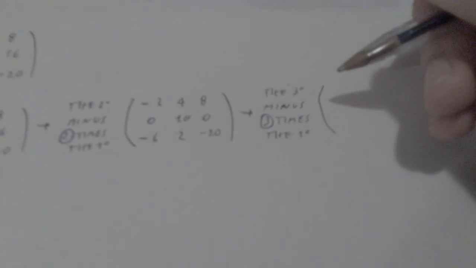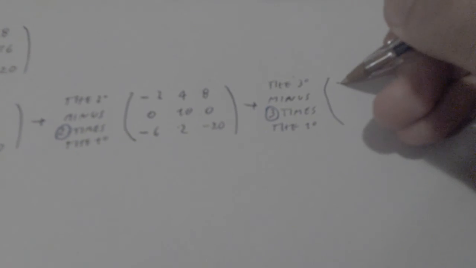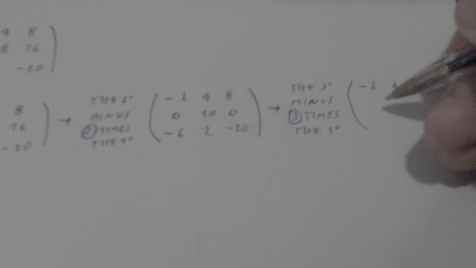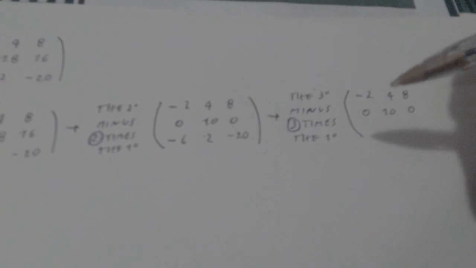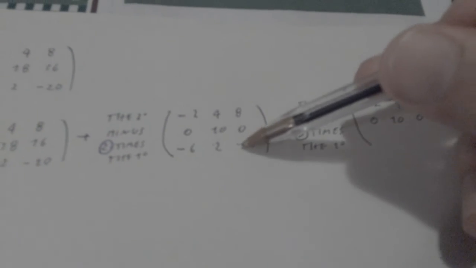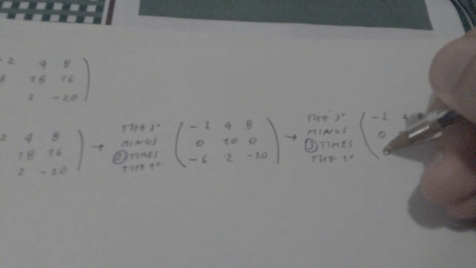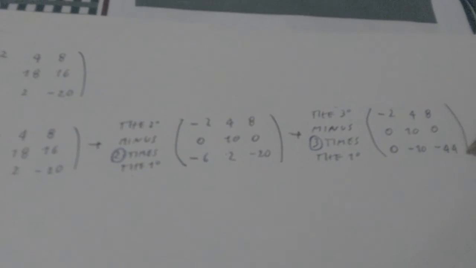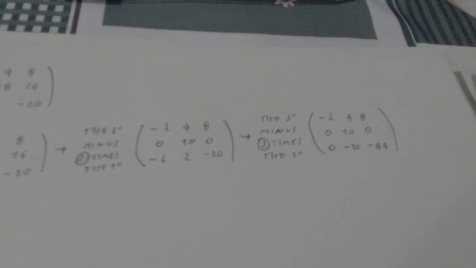So I'm just going to write back the first and the second one. So -2, 4, 8, 0, 10, 0, and I'm going to get the third one, this one minus 3 times the first one, so I'm going to get 0, -10, and -44. Okay, we are almost done.